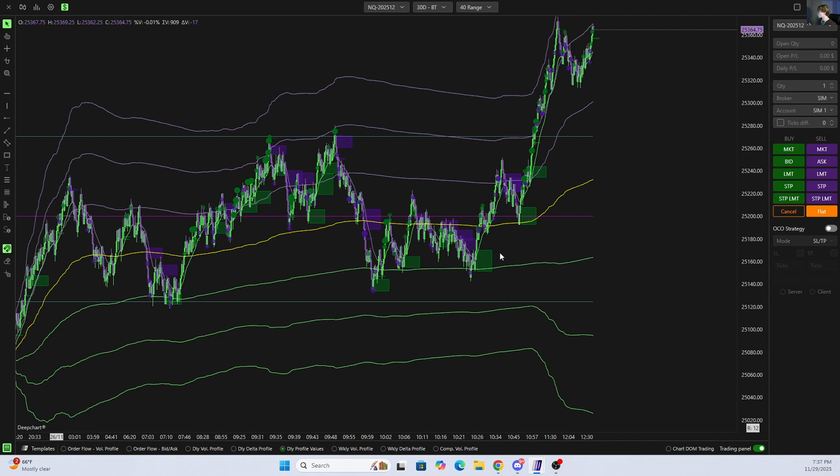We wouldn't get out of trades if we knew that the market was going to keep moving up, or if it was going to keep moving down, right? We would just hold it. But that's why we have exits. It's where, okay, this is where the market could reverse.